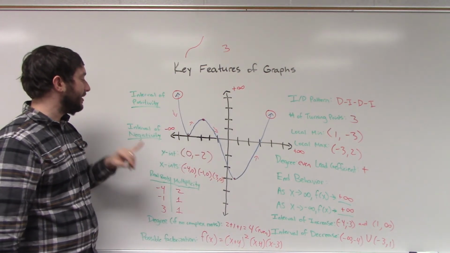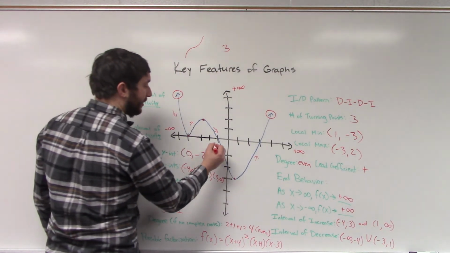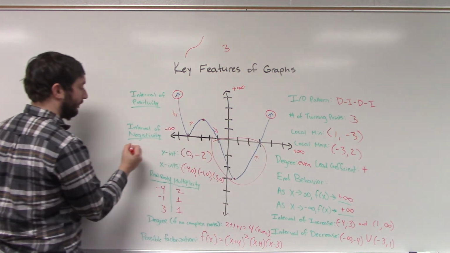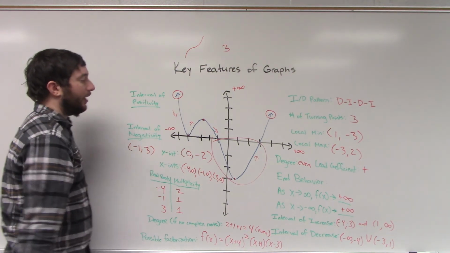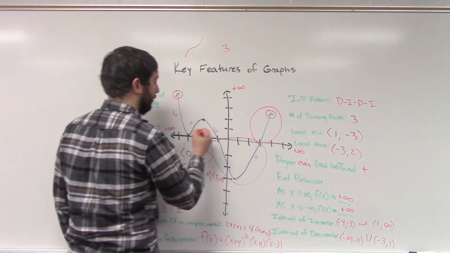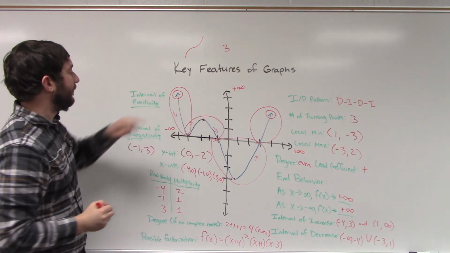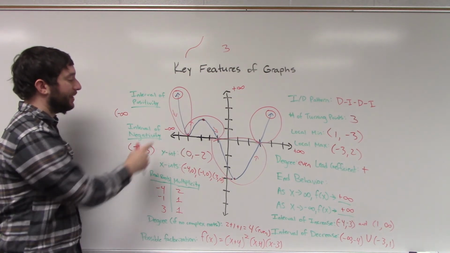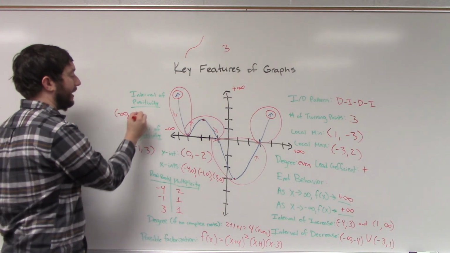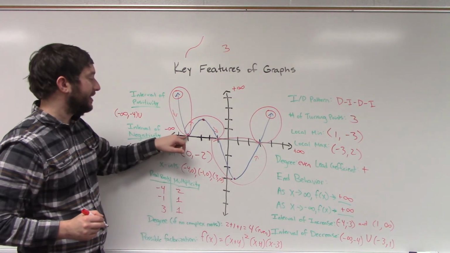And lastly, interval of positivity, negativity: where's the graph above or below the x-axis? It's below the x-axis here from -1 until +3. It is positive, or above the x-axis, in 3 locations. It's positive from the left side of the page all the way until that x-intercept of -4. And after -4, because the graph does touch that x-intercept, it's not above the x-axis here.